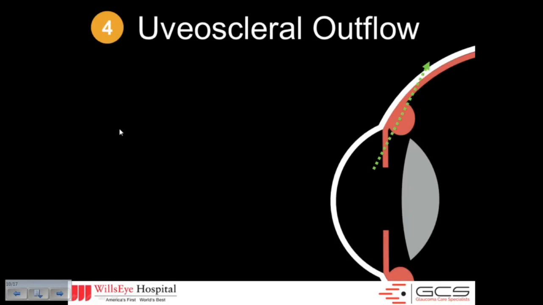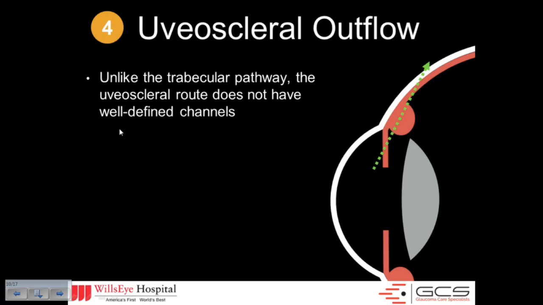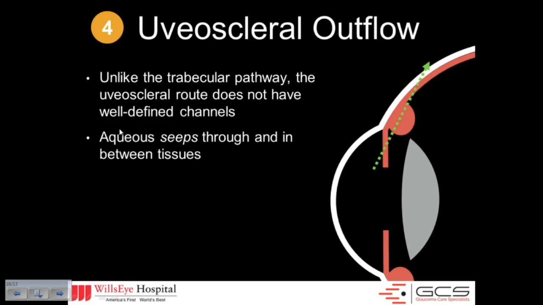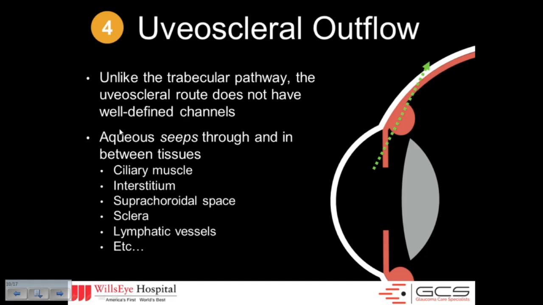Just to touch upon uveoscleral outflow, unlike the trabecular pathway that you just saw, the uveoscleral route does not have well-defined channels. So we think of this more like seepage of the fluid through the eye. It seeps through and in between tissues, like the ciliary muscle, interstitium, suprachoroidal space, sclera, lymphatic vessels, a lot of things. It's not a well-defined pathway.